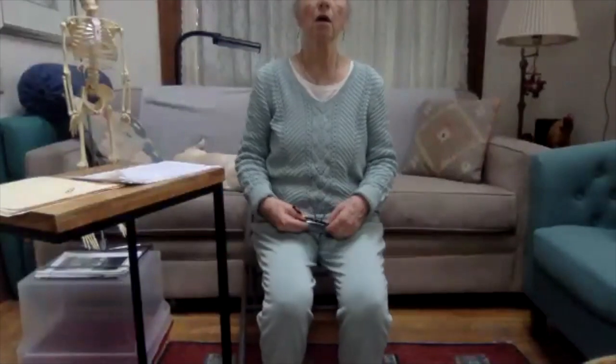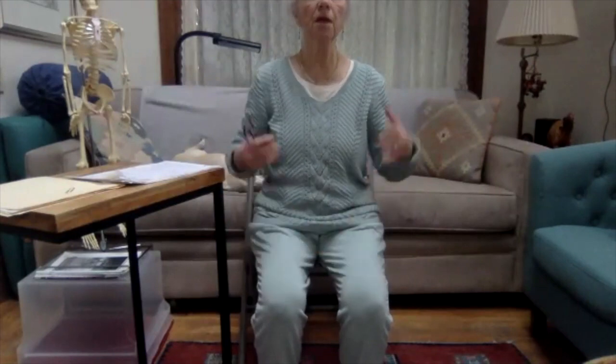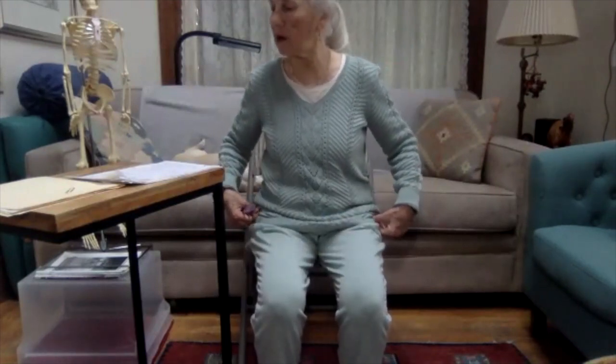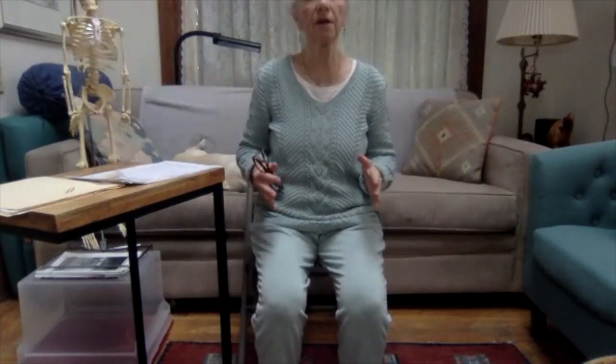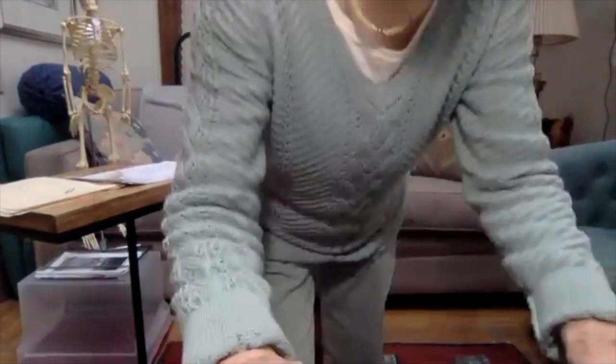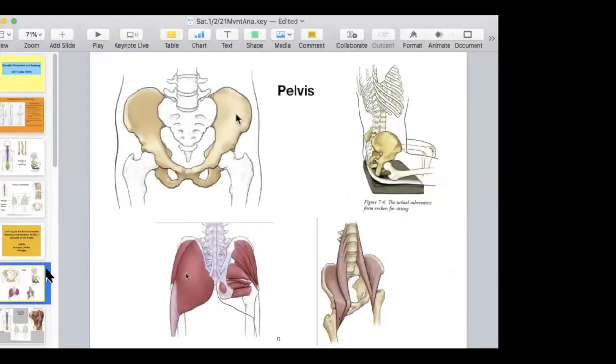Okay, so we're going to do the six fundamental movements in all three sections. And we're going to start with the pelvis because the pelvis, maybe I actually will do a screen share. Sorry about that. Let me just point out a few things about the pelvis and then we'll do the movements.